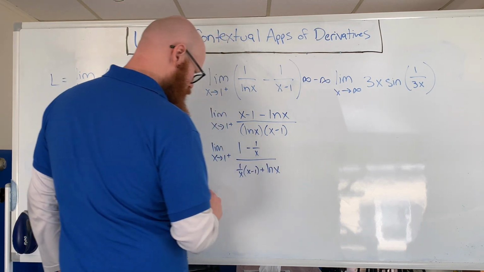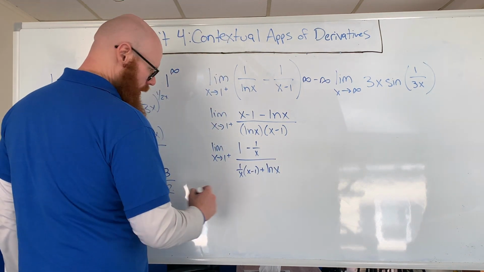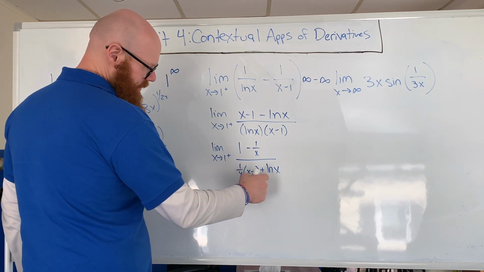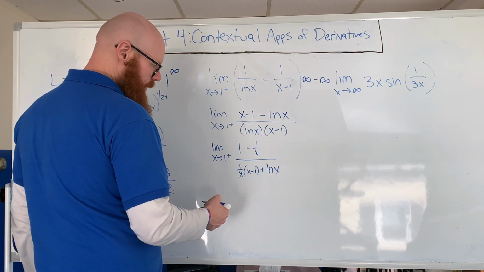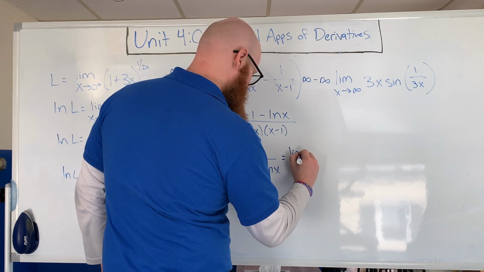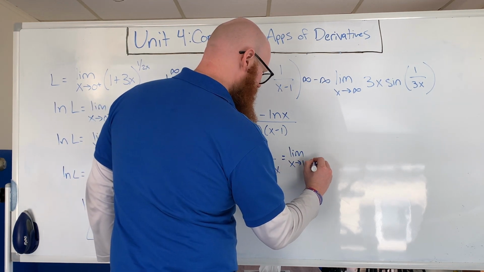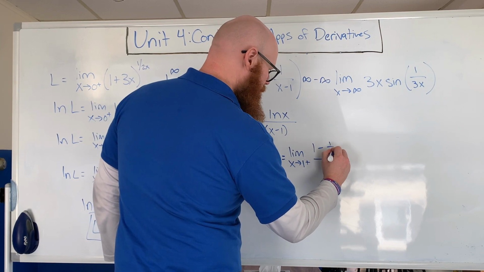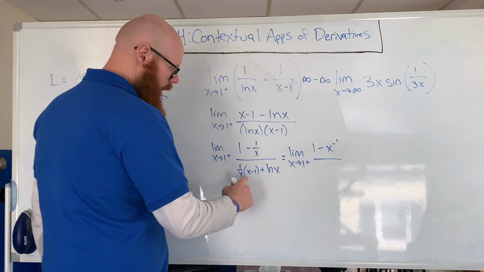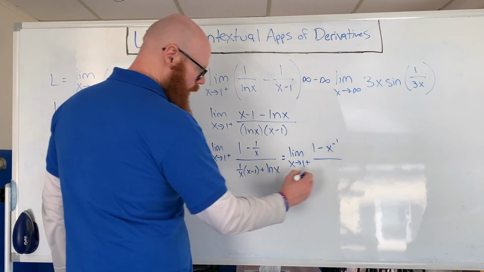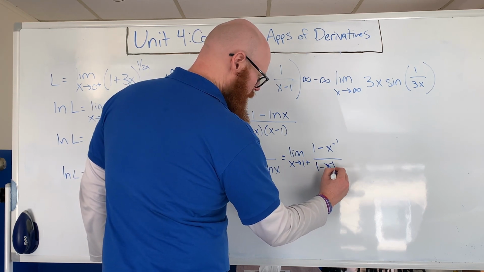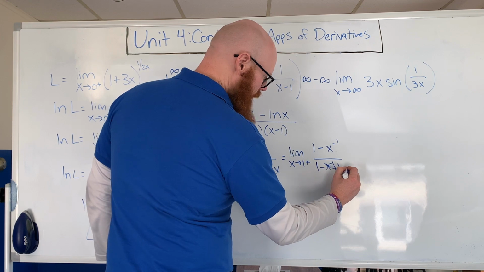I'm going to simplify a little bit. I can see that when I plug in 1, I'm going to get 0 up here, and I'm going to get 0 down here. So I'm actually going to do 2 things. We are going to use L'Hopital's rule again, but on the bottom, I'm going to make that x to the negative 1. On the bottom, I'm going to distribute. So this is 1 minus 1 over x, which really is x to the negative 1, plus ln of x.